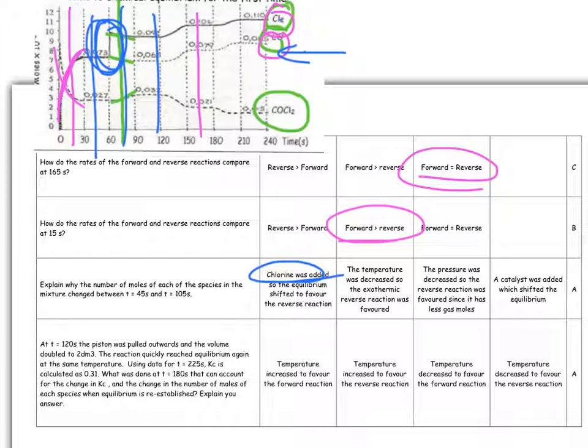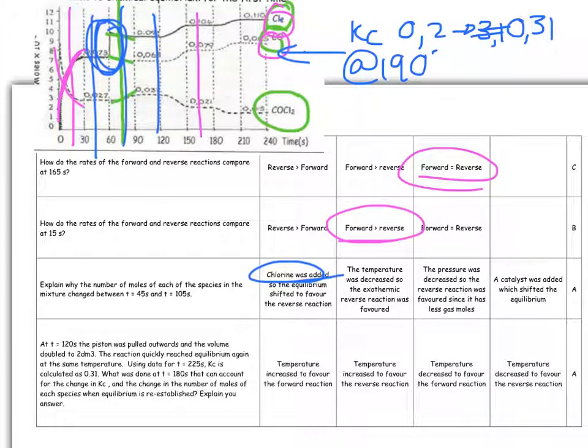So what have we got happening? The first thing is that the Kc changed from 0.2 to 0.31. So therefore, at 190 seconds, we must have favored the forward reaction. How do we know that? Because if we take a look over here at 190 seconds, I'm getting more of the products and less of the reactant. So we favored the forward reaction.